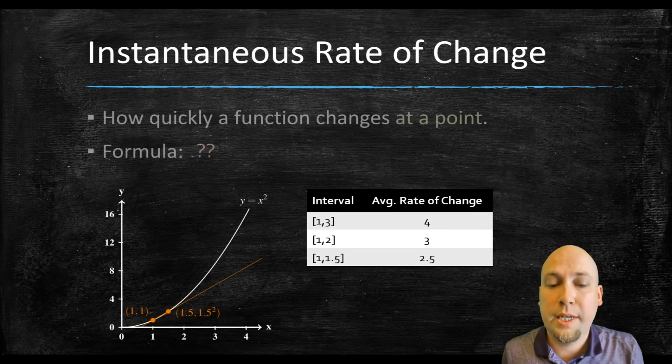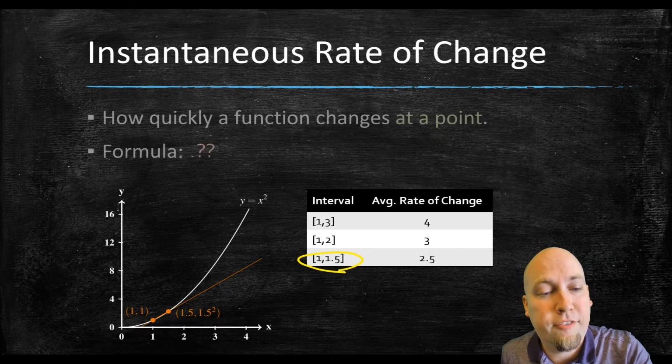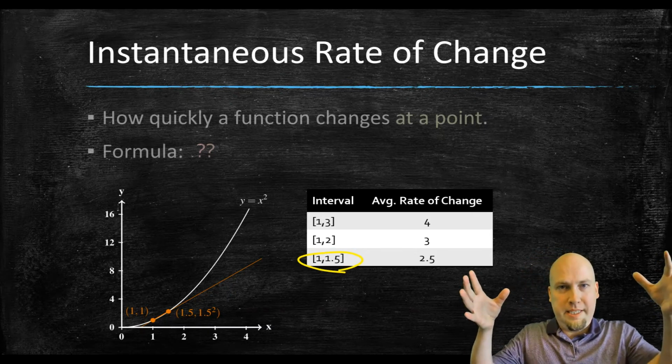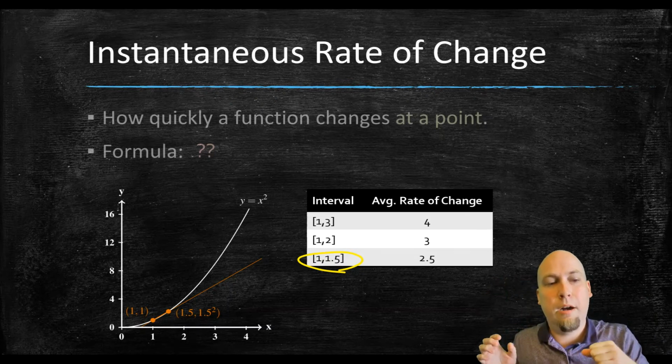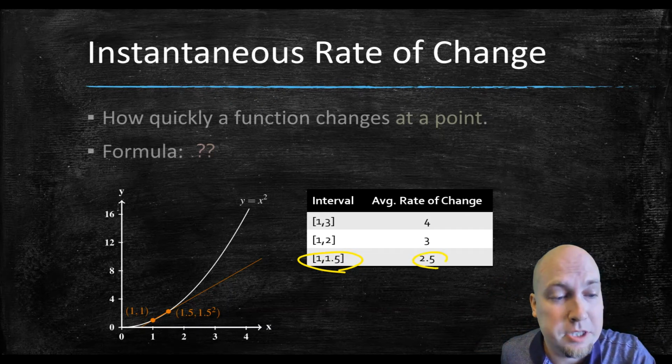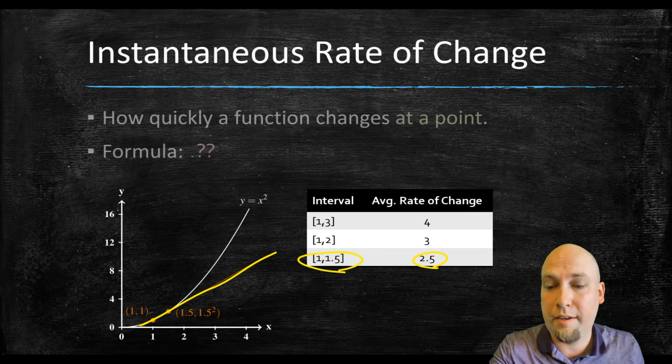Okay, if I shrink the interval down even more, so now it's the interval from 1 to 1.5, again, that just means I'm plugging in a right endpoint that's a little bit closer to the left endpoint now. I'm going to find that the average rate of change this time is 2.5. Now, this line, its slope is decreased down to just 2.5 now.